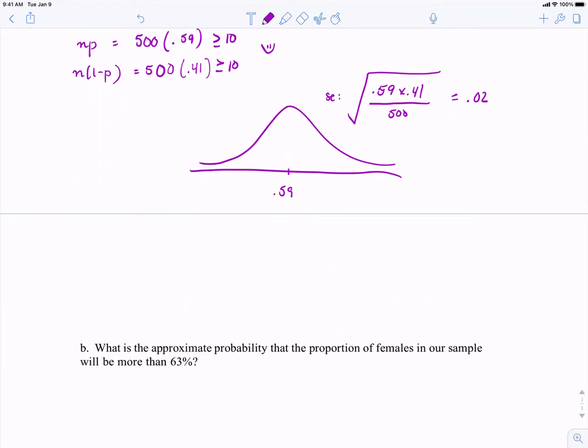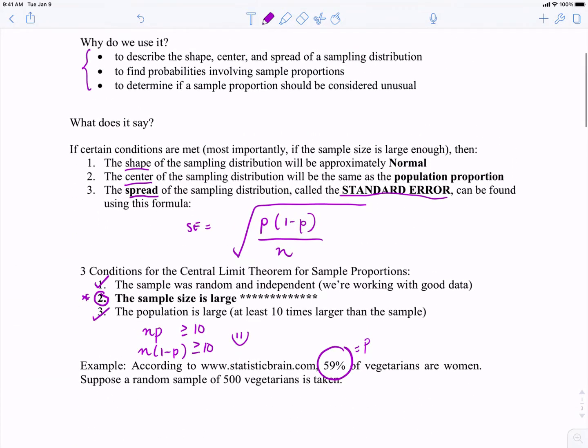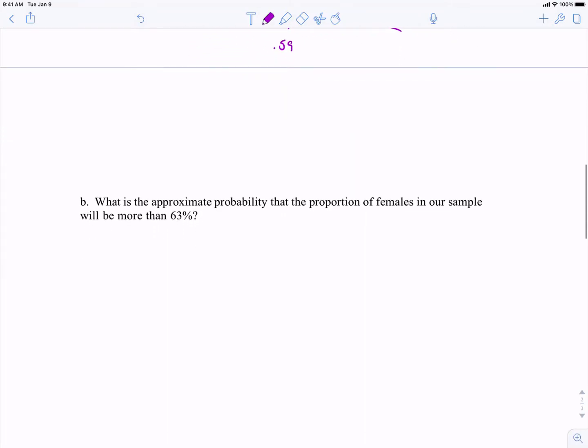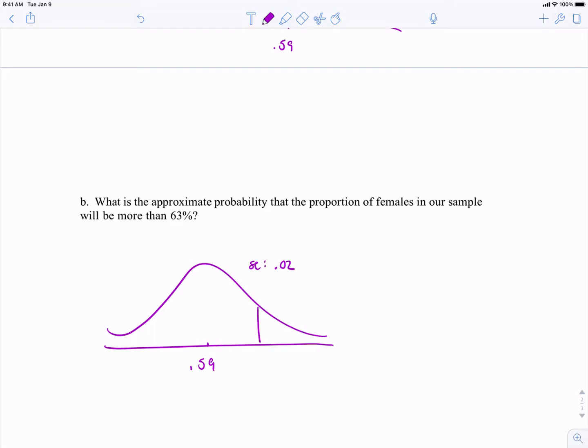What is the approximate probability that the proportion of females in our sample will be more than 63%? That's an example of finding probabilities involving sample proportions. So we can use the picture that we developed in the first part of the problem to answer this question. I know the distribution looks like this. We know the spread is equal to 0.02. And what we're being asked to do is to find this probability, the probability that a sample proportion is greater than 63%.